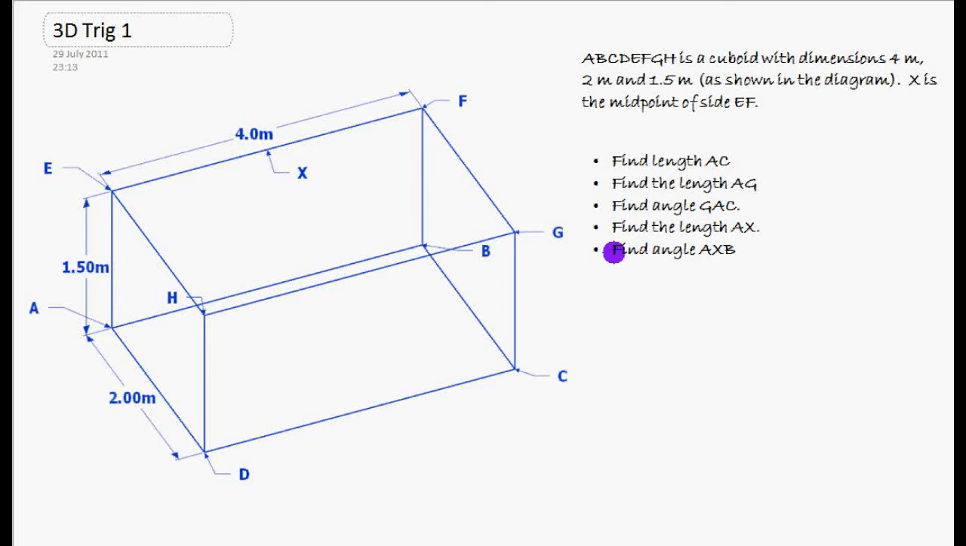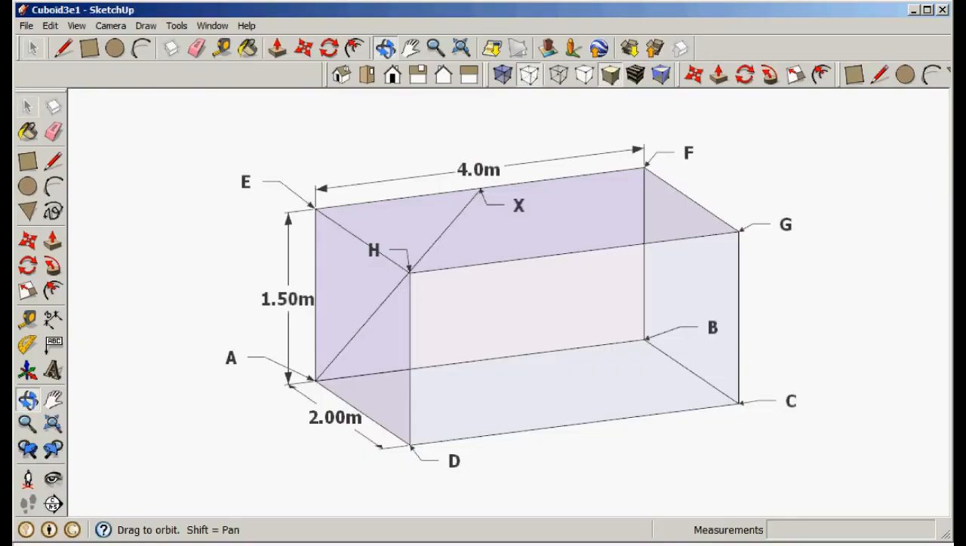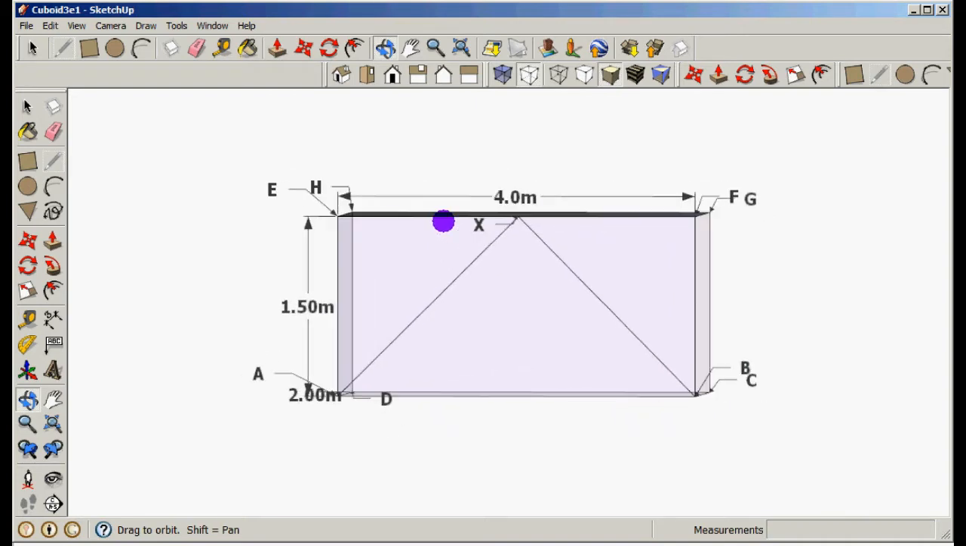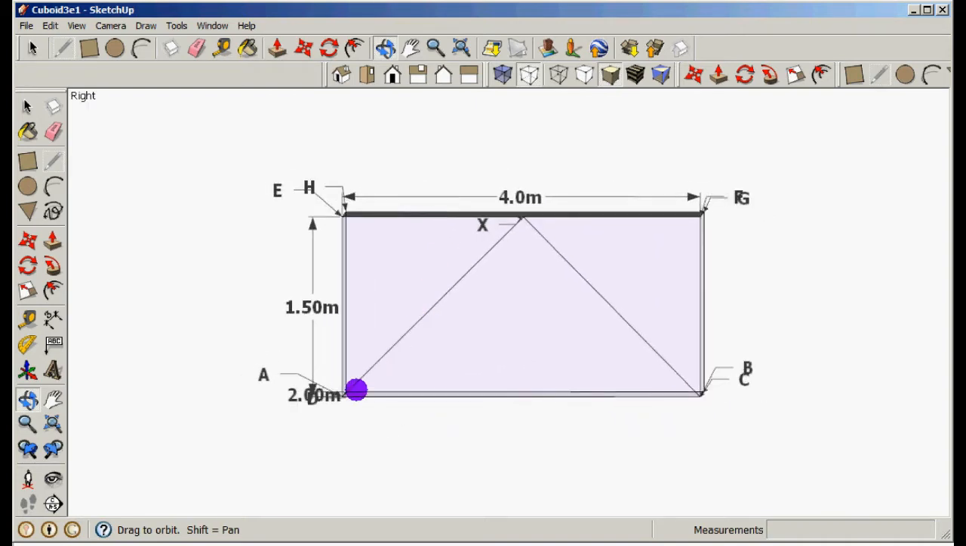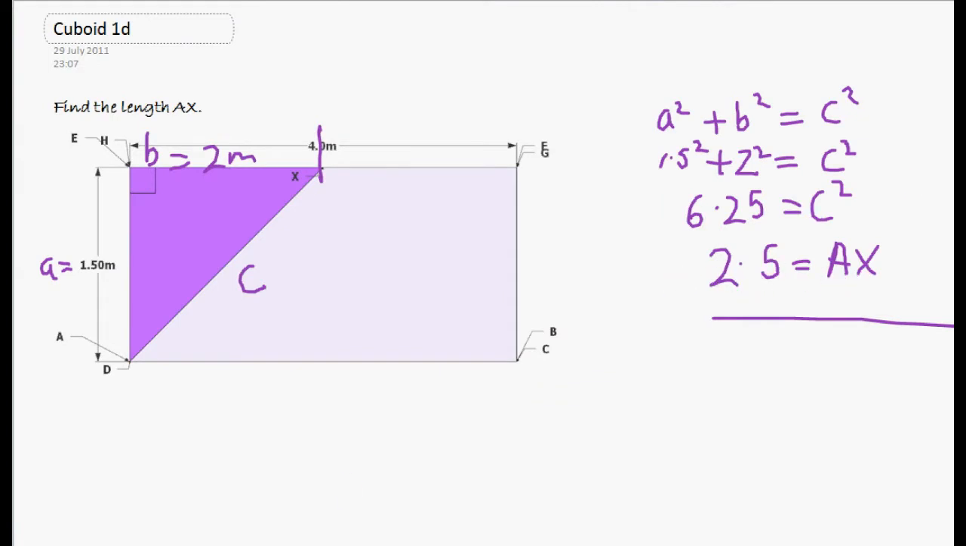Okay, it's time for us to finish off this question and find the angle AXB. Let's go to our Google SketchUp version of this, and we last worked out AX, so we've drawn that in. Let's put in XB and have a look at that. Now, if we remember, we worked out AX in the last part of the question. We found AX was equal to 2.5.